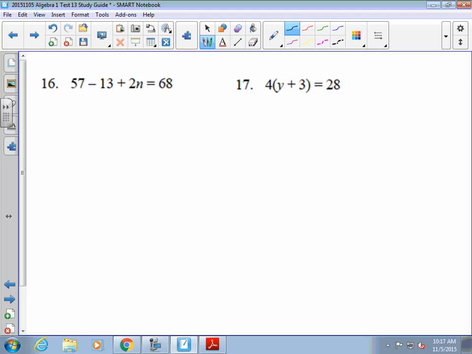16, 57 minus 13 plus 2n is equal to 68. Combine, again, before you try to undo anything, combine your like terms, 57 and minus 13. 7 minus 3 is 4, and 5 minus 1 is 4. So we have 44 plus 2n is equal to 68. We want to get n all by itself.